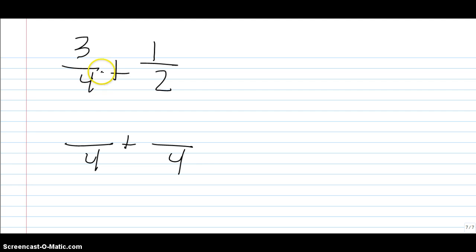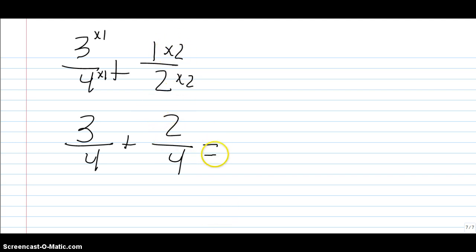What you do on the bottom, since I multiplied that by 1, I have to multiply the top by 1. So 3 times 1 is going to give you 3. Do the same thing with the second fraction. Obviously 2 times 2 gives you 4, so I multiply the bottom times 2. What you do on the bottom, you have to do the same thing on the top, so 1 times 2 is going to give you 2.